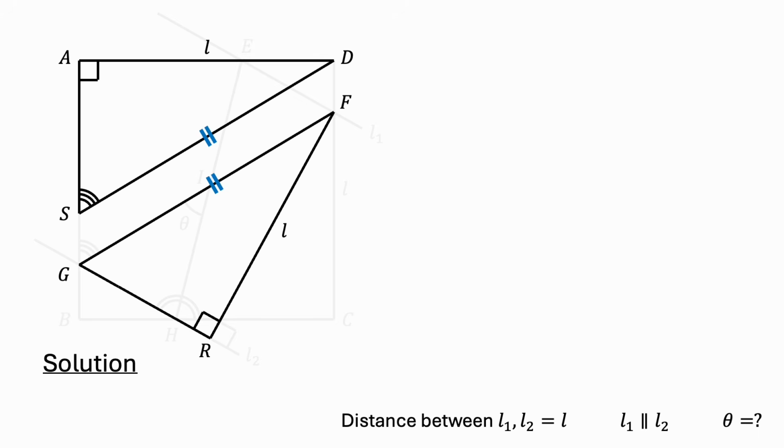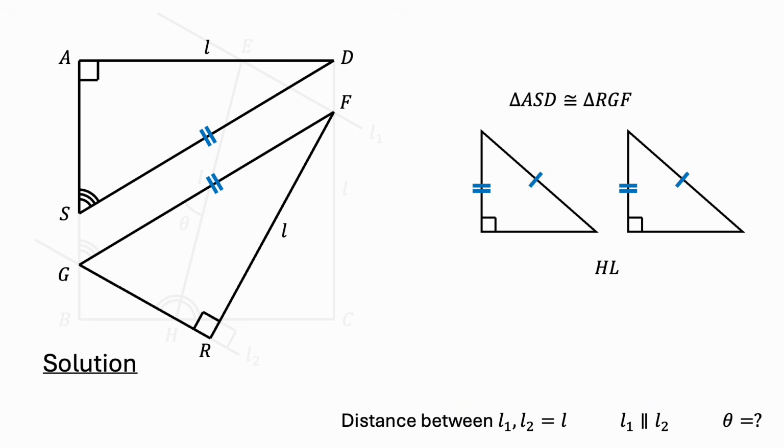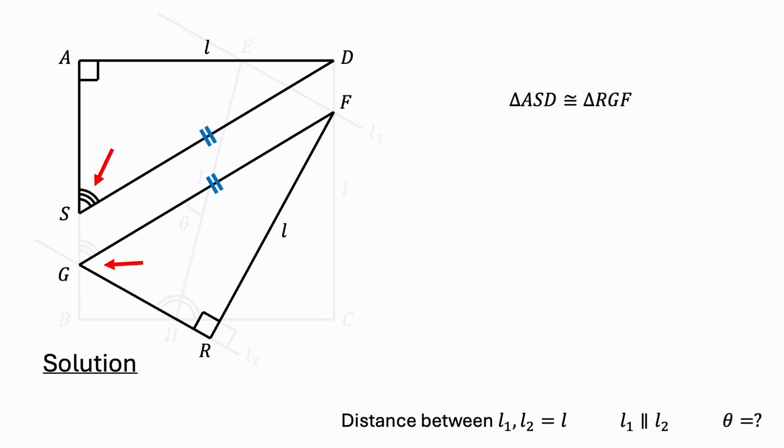Next, consider triangle ASD and triangle RGF. We claim that triangle ASD is congruent to triangle RGF. Since angle DAS equals angle FRG equals 90 degrees, AD equals RF equals L, and SD equals GF, the two triangles are congruent by HL. Since angle ASD and angle RGF are corresponding angles in congruent triangles, we have angle RGF equals angle ASD.